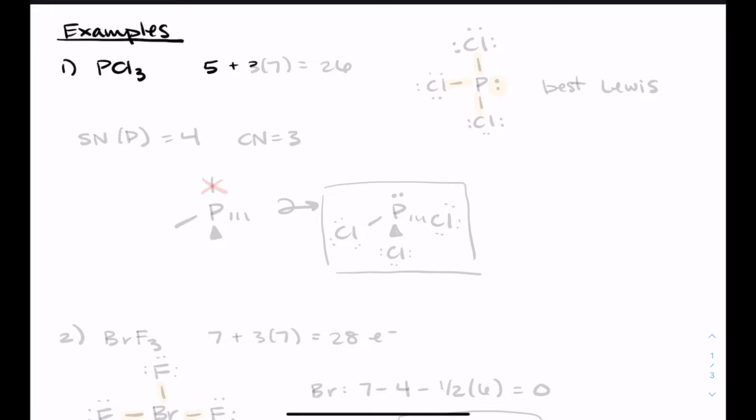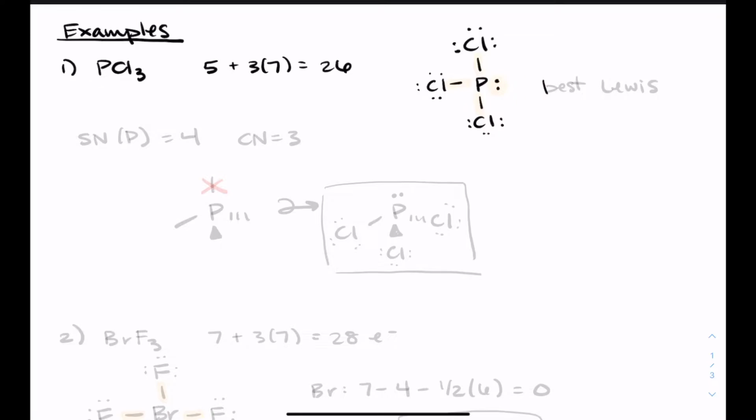Then phosphorus is my central atom. I've connected the 3 chlorines, put in lone pairs on the outside atoms. I still had 2 I could put on my phosphorus. And if you go through and calculate formal charges, everything has a 0 formal charge. So I'll have phosphorus with a lone pair, 3 chlorines connected. Each chlorine has 3 lone pairs. This is my best Lewis structure.